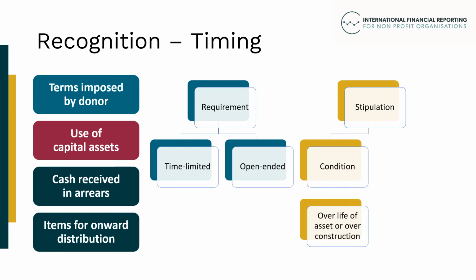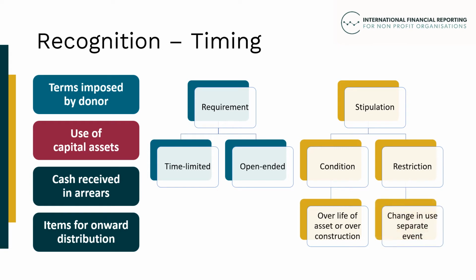This can be contrasted with when a restriction is attached to an asset. For example, if a piece of land is donated to an NPO provided that it is only ever used as a nature reserve, this is a restriction of use. If the NPO subsequently tried to use the land for housing, the donor may be able to seek compensation. The reporting of any repayment would be a separate reporting event that would depend on the approach taken to revenue recognition.